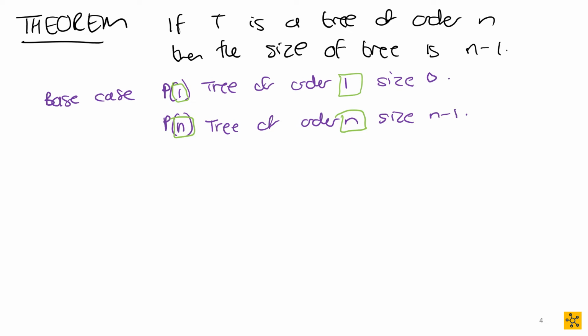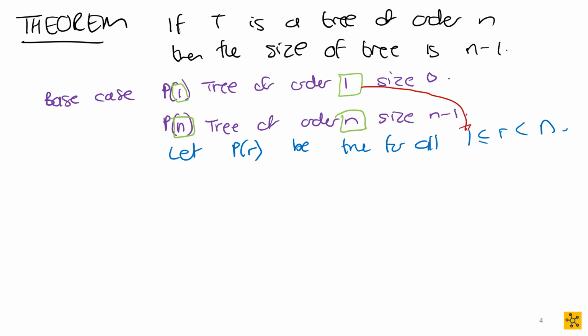So the induction hypothesis in this case is let PR be true for all R from 1 to N. Okay, so here we have the case of it is your base case that pretty much comes in there. And then you have the one that you want to prove. And this one is not included in this situation. So just be aware of that.